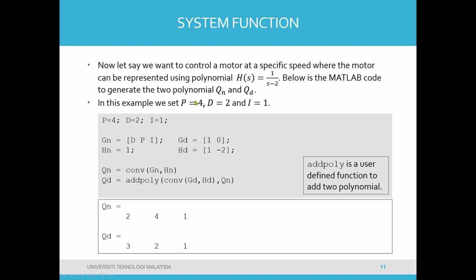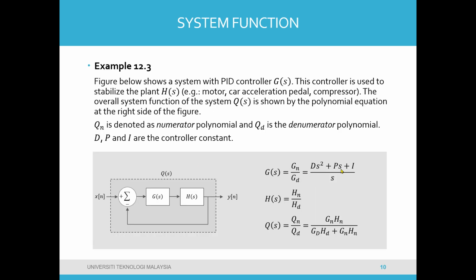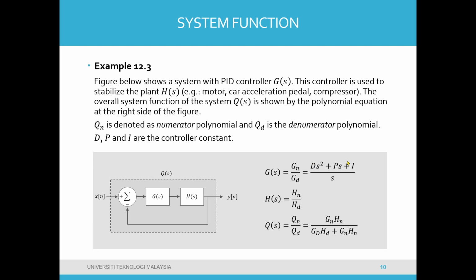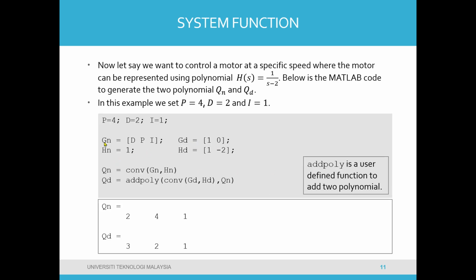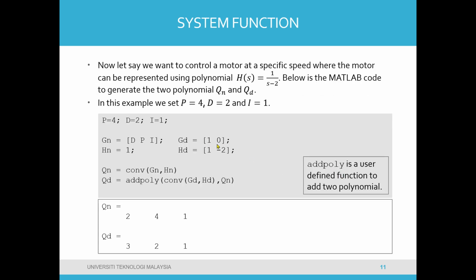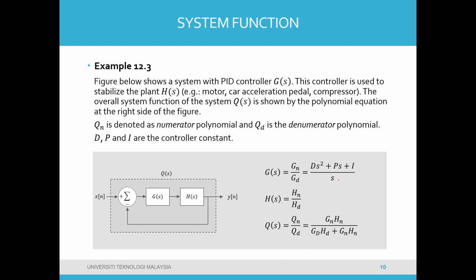So now we will have this example. This is PID, where P is equal to 1, I is equal to 1, D is equal to 2. So Gn, the numerator: D, P, I appear at the upper side only. The denominator at the lower side, you can see here, this is S, so 1 and 0. I hope you know why, because this is just plus 0 as power of 0.